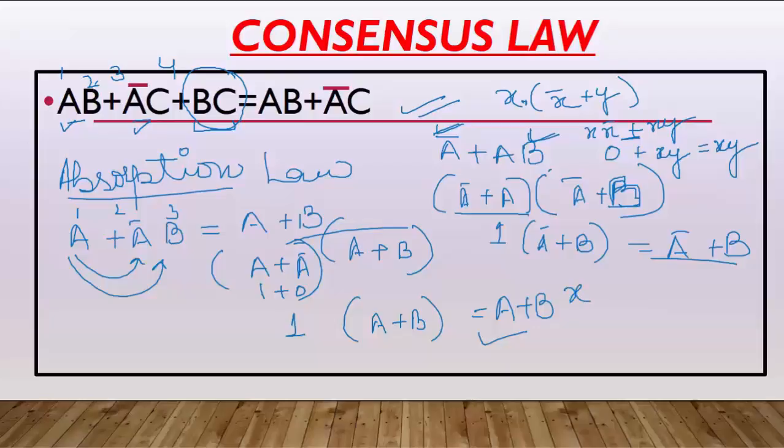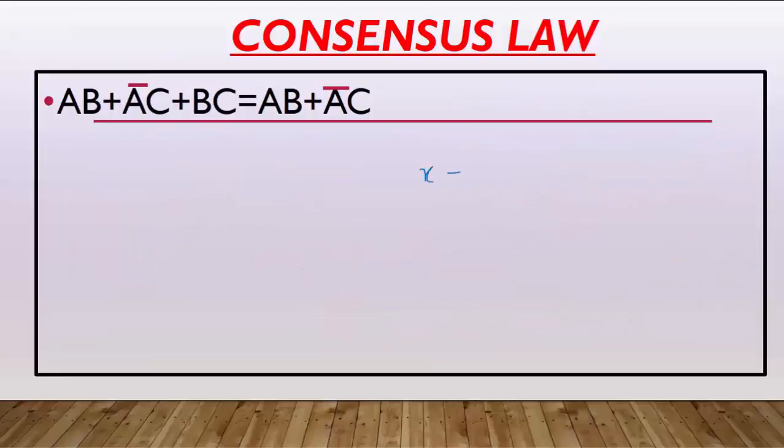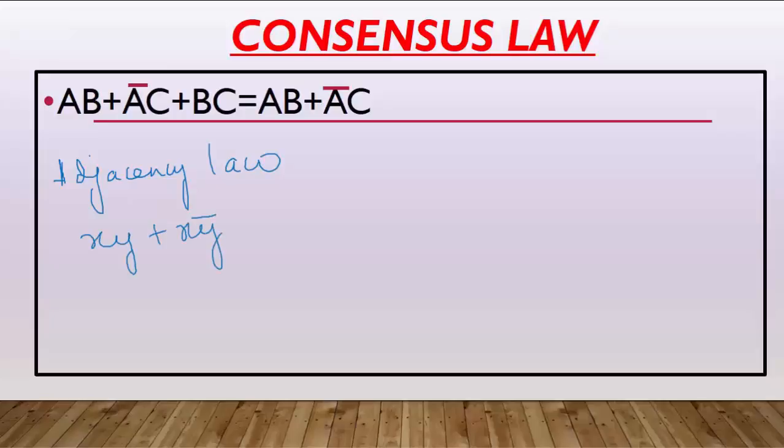Like if the variables are same, like x into x plus y, this is also equal to x, because x into x will be x, plus xy. So here what is common, x into 1 plus y, and 1 plus y is 1, we'll get x. And see now also, xy plus xy bar is equal to x. Here you can see x is common, and these are the two complements, so addition will give 1, so we'll get x.